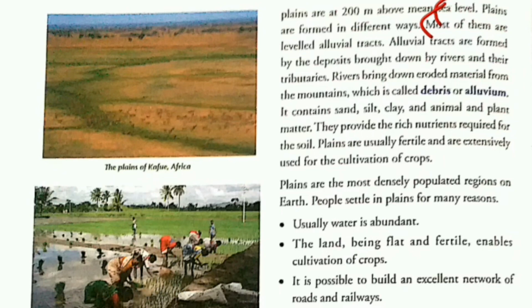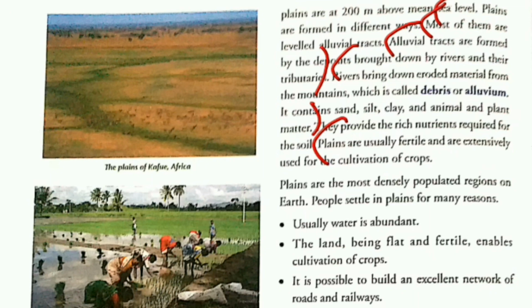First, most of them are leveled alluvial tract. Second, alluvial tracts are formed by the deposits brought down by rivers and their tributaries. Third, rivers bring down eroded material from the mountains, which is called debris or alluvium. It contains sand, silt, clay, and animal and plant matter. After this, the fourth point will start from here.